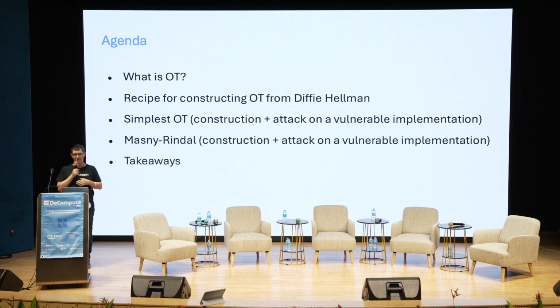In this talk, I will introduce oblivious transfer and present how to build it. We'll see a recipe for constructing oblivious transfer protocols from Diffie-Hellman assumptions. Then we'll talk about two different OT protocols and specific implementations, and we'll see a couple of bugs in those implementations, and I'll try to present some takeaways from these bugs.